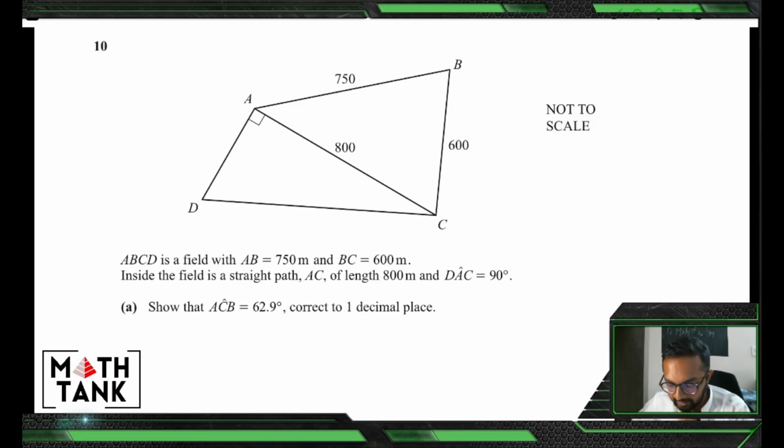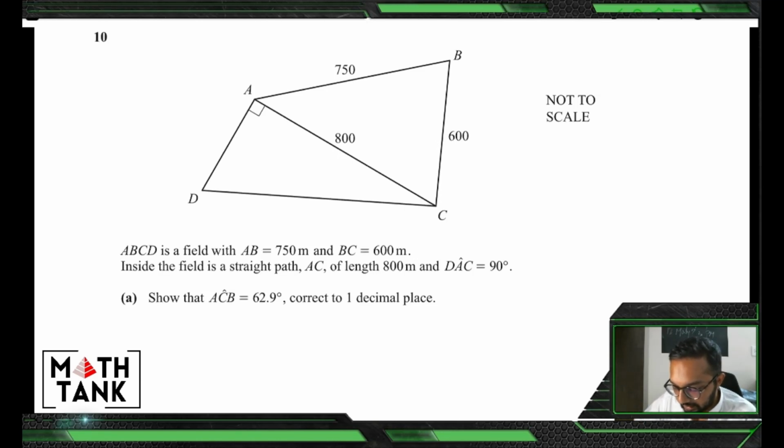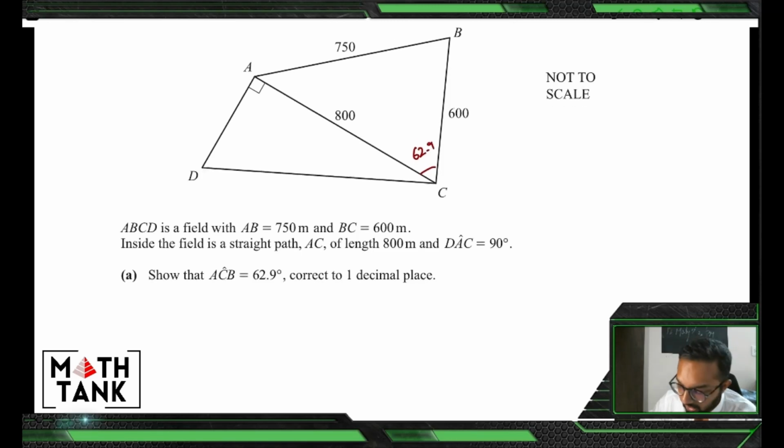It says ABCD is a field with AB equals 750 and BC equals 600. Again, all of these are in meters inside the field. AB is a straight line, AC of length 800 meters, and DAC equals 90 degrees. Show that ACB equals 62.9. So ACB is the angle that I'm asking you. So this is not a right triangle. The other one is a right angle triangle.